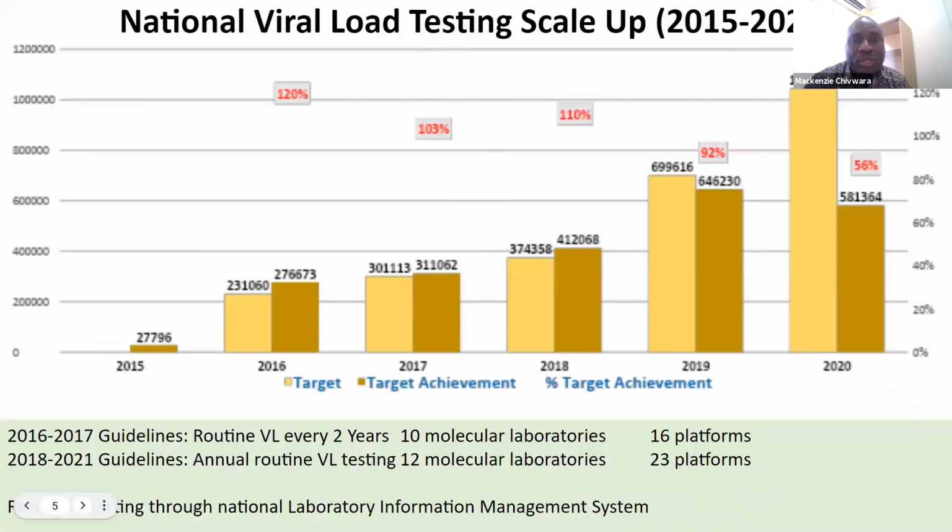So just a bit of background to viral load scale-up in Malawi. In 2016, Malawi adopted routine viral load testing every 2 years. During that time, we had 10 molecular laboratories and a total of 16 platforms. In 2018, the guidelines for viral load testing in Malawi changed from every 2 years to annual viral load. The total number of molecular laboratories increased from 10 to 12, and the total platforms from 16 to 23.